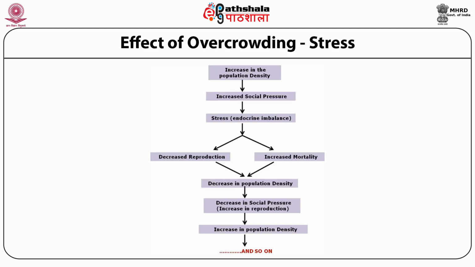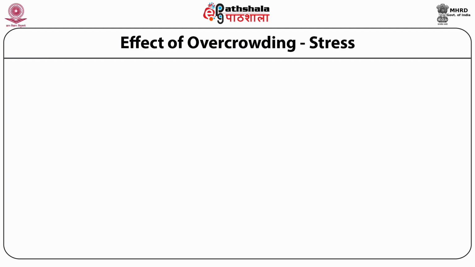As these glands are affected, they lead to a decrease in reproduction and an increase in the mortality of the individuals of the population. Decreased reproduction and increased mortality result in decreased population density. As a result of this, there is a decrease in the social pressure on the individuals and the population starts regaining again. Effect of competition. Competition in the individuals of a population is especially for food, space, and mate.